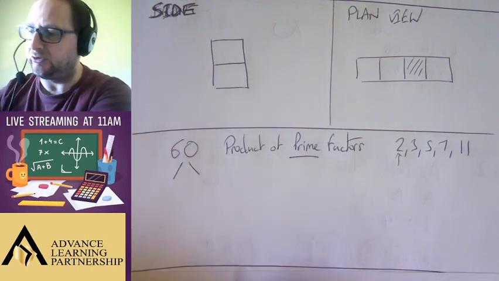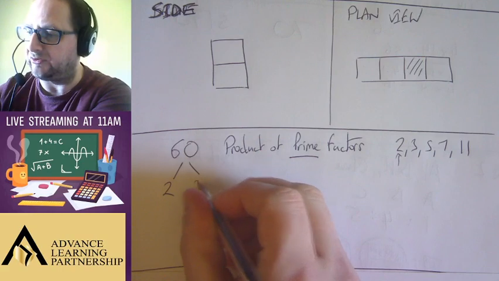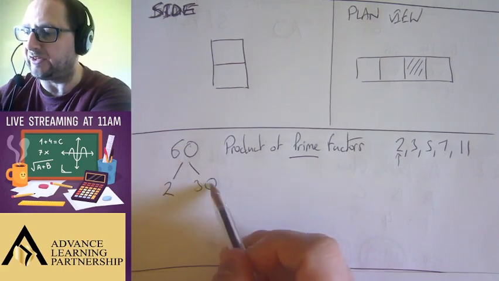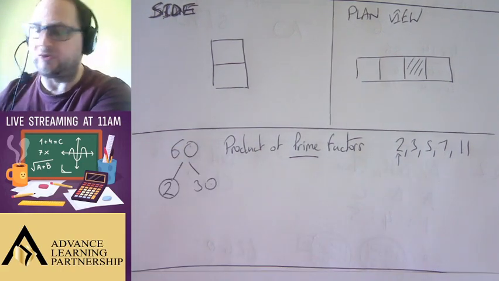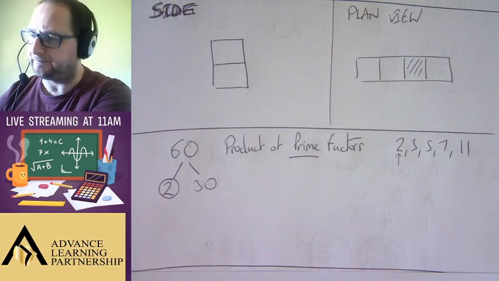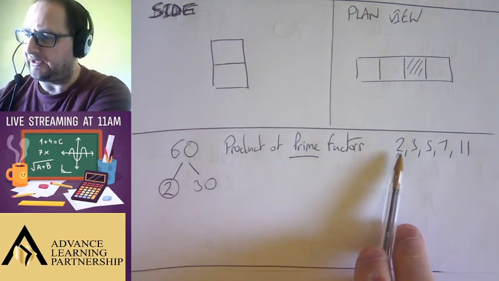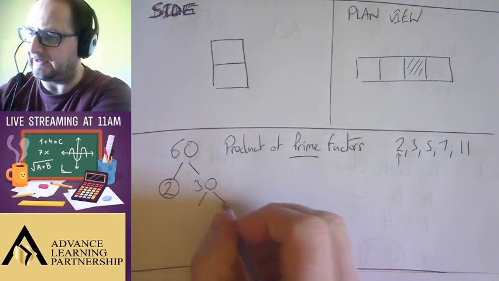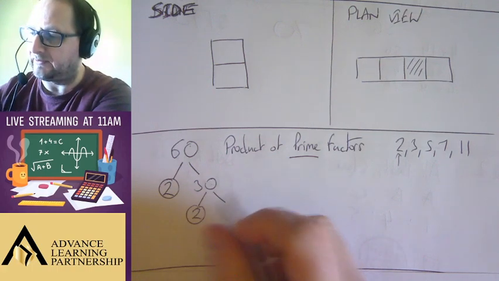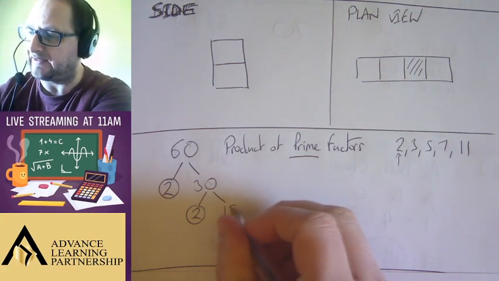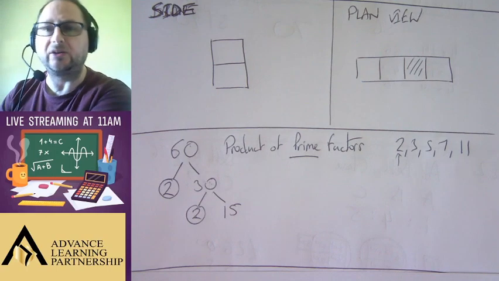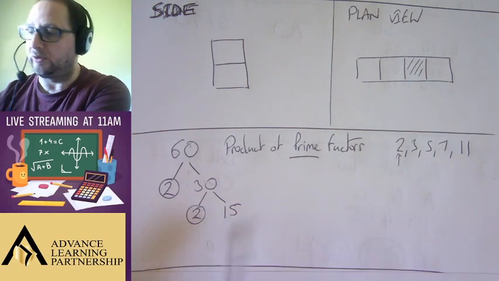See if 2 goes into 60. So does 2 go into 60? Well, of course it does. 2 goes into 60 30 times. And I ask students to circle the 2 because that's a prime number. You can go to 2 again and say, is 2 a factor of 30? Well, it is. 2 goes into 30 15 times.